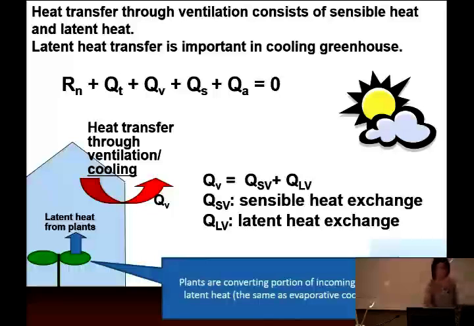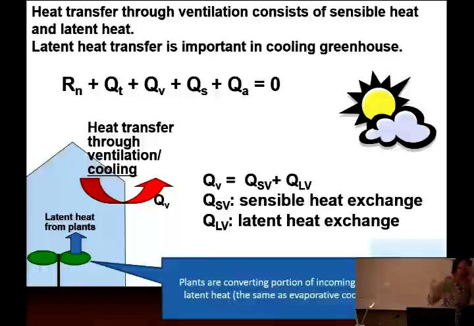Why? Because the plants exchange energy, so they basically receive the net radiation, and then convert that into latent heat and sensible heat. Remember the energy balance of the leaf. And then the latent heat component and the sensible heat component eventually go out of the greenhouse through ventilation. All right? So that process is a cooling mechanism.